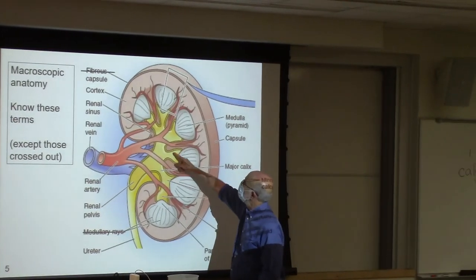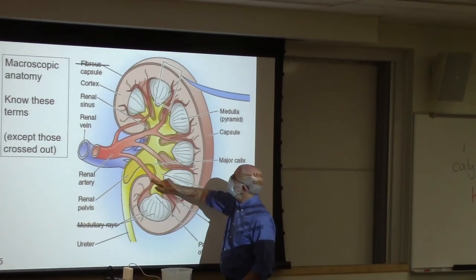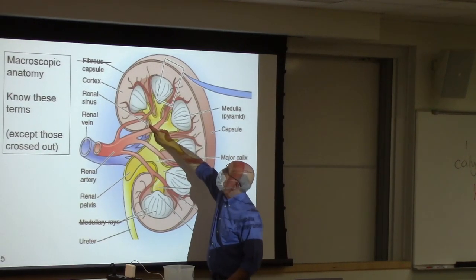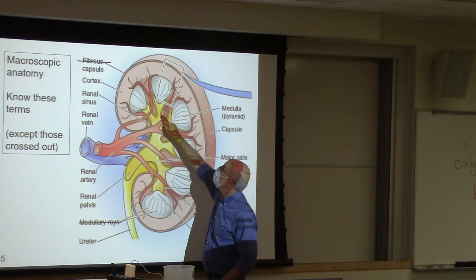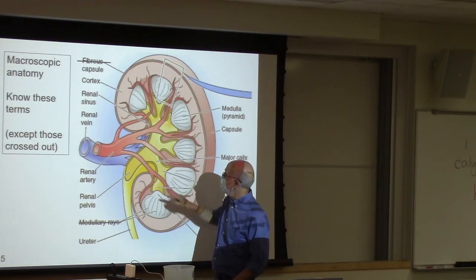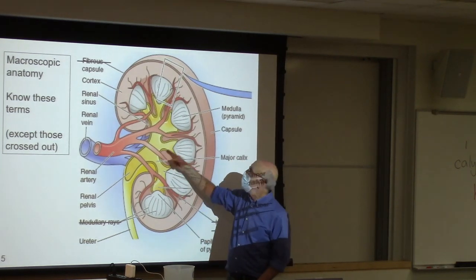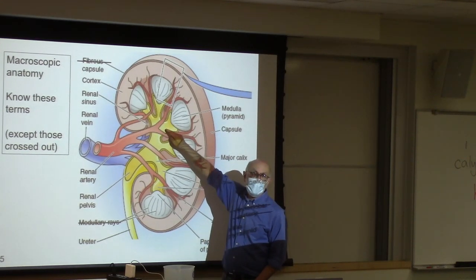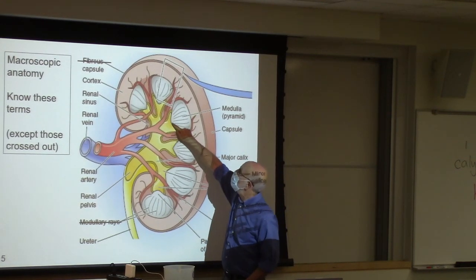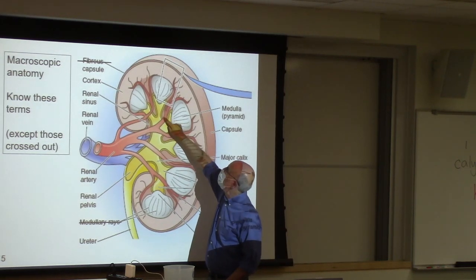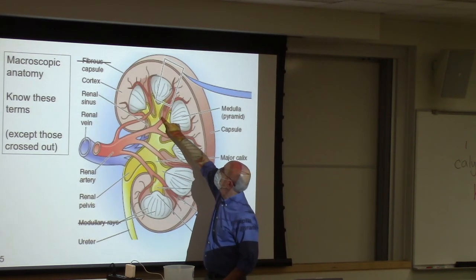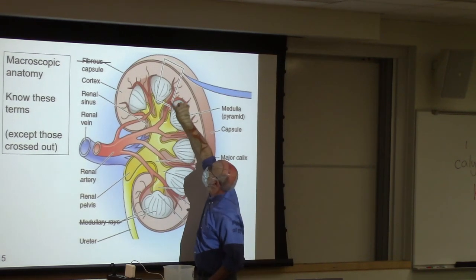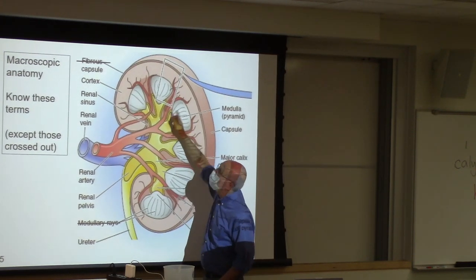Between the minor calyces is a structure called the renal sinus. So each of these is a renal sinus, a space between the minor calyces. So minor calyx, sinus, column. So column is out here, sinus is in here.